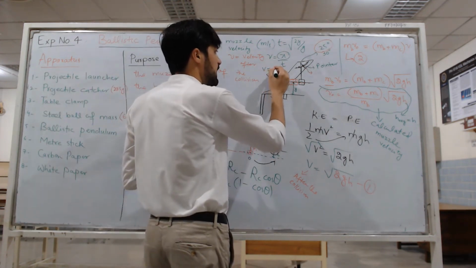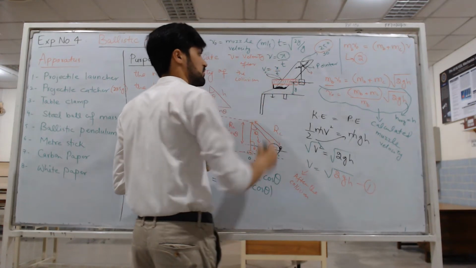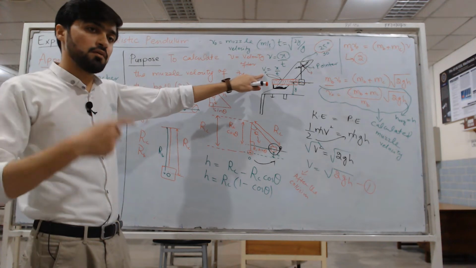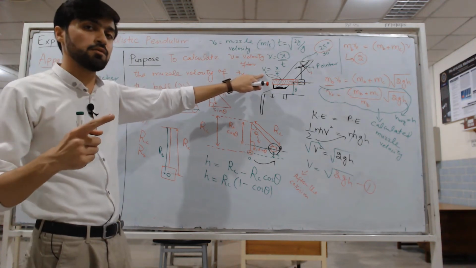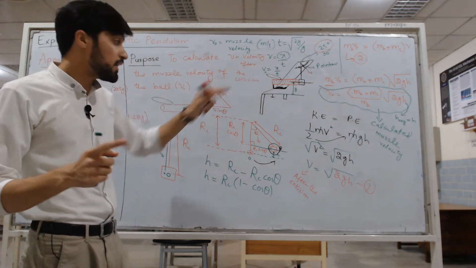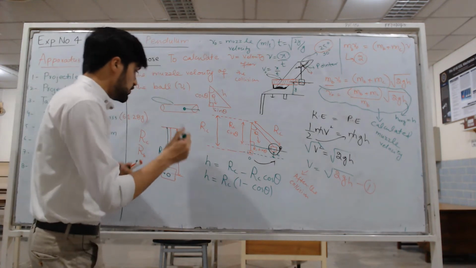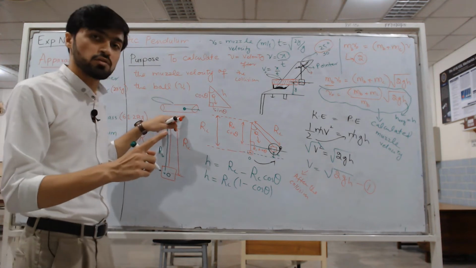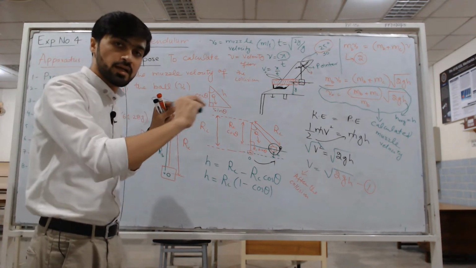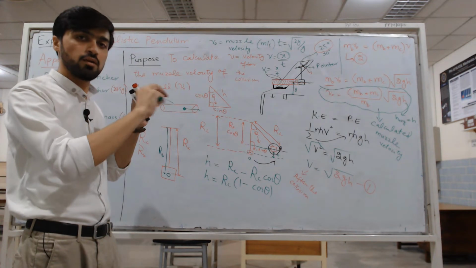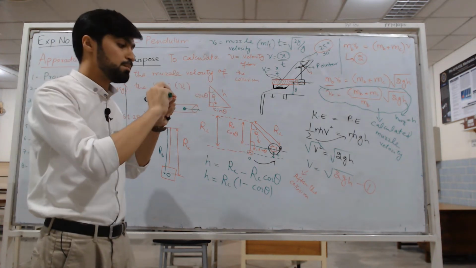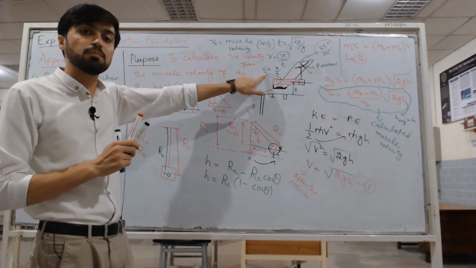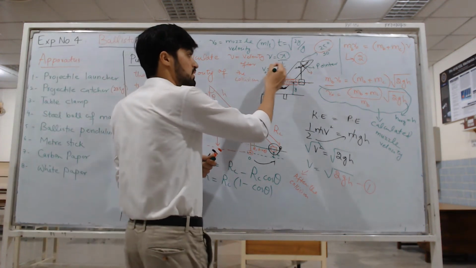That v was v naught. What we discussed in our first experiment was the muzzle velocity. Why? Because when the ball leaves the barrel, we call it the muzzle velocity. When the ball was leaving the barrel of the projectile launcher, it had a certain muzzle velocity, and this gives us the muzzle velocity.